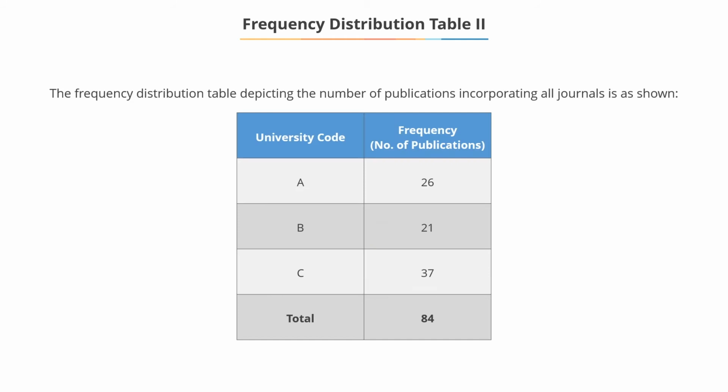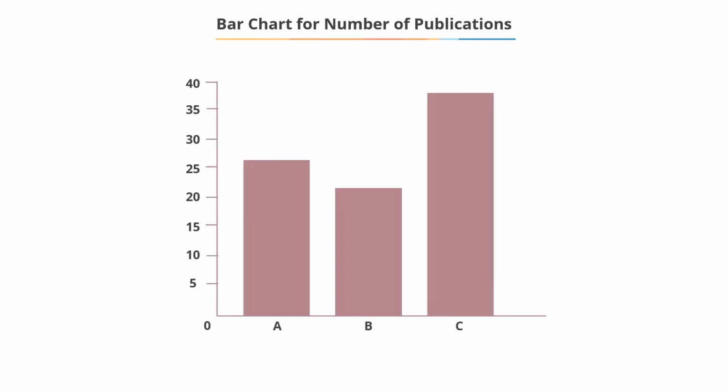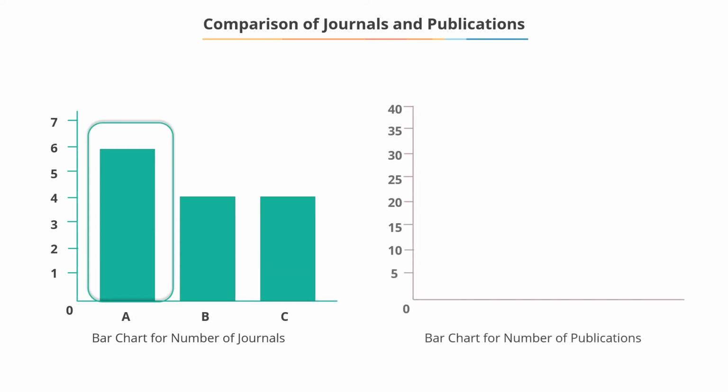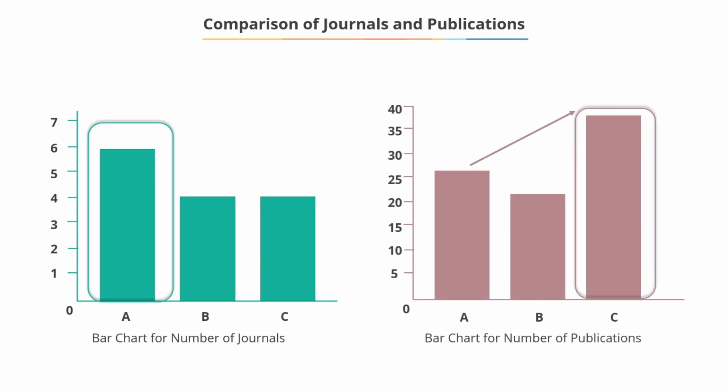The second frequency distribution table highlights the total number of publications incorporating all the journals for each university. This bar chart clearly shows that Campus C has the highest number of publications. Though the previous bar chart had revealed that Campus A used the most number of journals, this specific bar chart clearly shows that the number of total papers published by Campus A were fewer than that of Campus C.